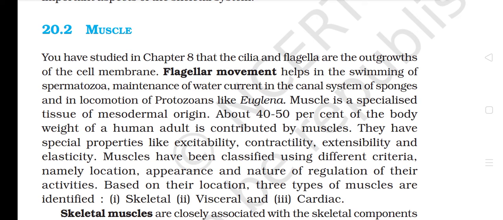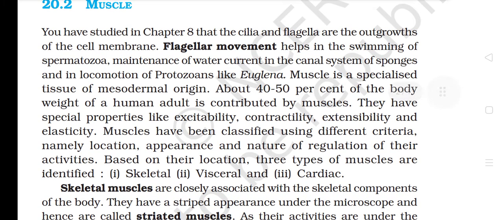You have studied in chapter 8 that the cilia and flagella are the outgrowths of the cell membrane. Flagellar movement helps in the swimming of spermatozoa, maintenance of water current in the canal system of sponges, and in locomotion of protozoans like euglena. Muscle is a specialized tissue of mesodermal origin. About 40 to 50% of the body weight of a human adult is contributed by muscles. They have special properties like excitability, contractility, extensibility, and elasticity.